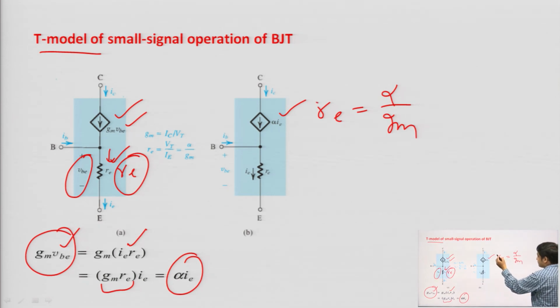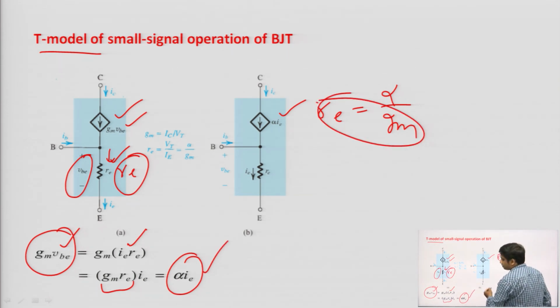So, what will be the value of gm into re? It is alpha. So, both are the same, gm vb is equal to alpha ie, both are the same, fine. So, this is the T model.